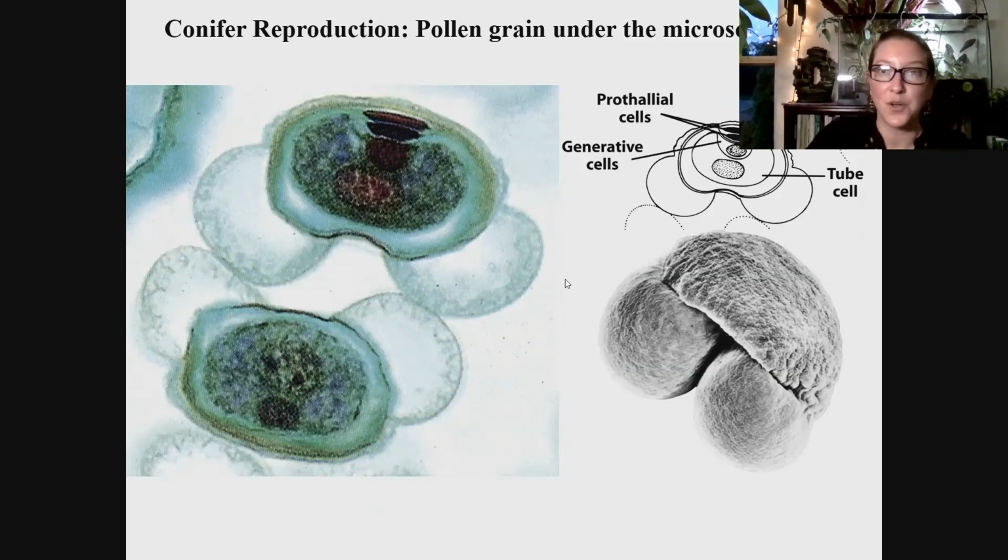All right, so pollen grain under the microscope. Yes, that's what we see here. Air bladders, and inside the pollen grain are some cells. You have a tube cell, which is shown there, and then some other cells.